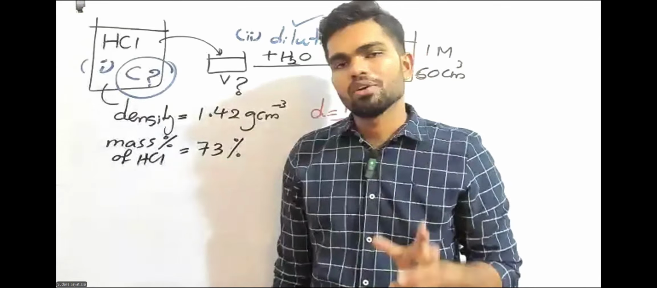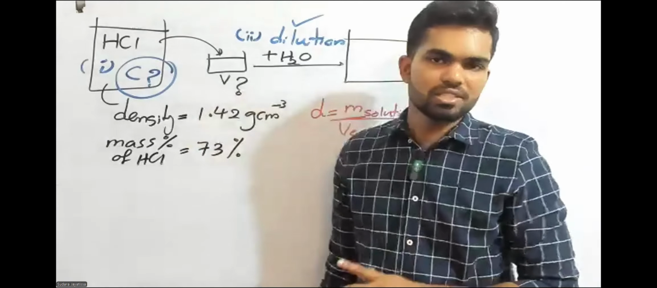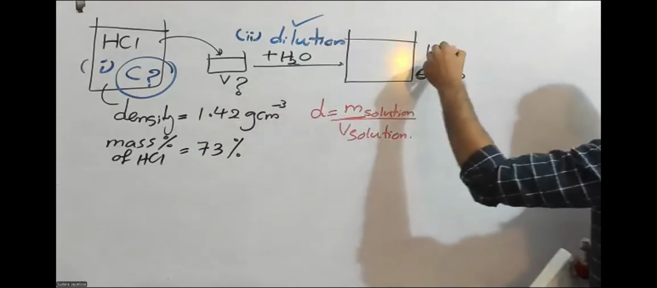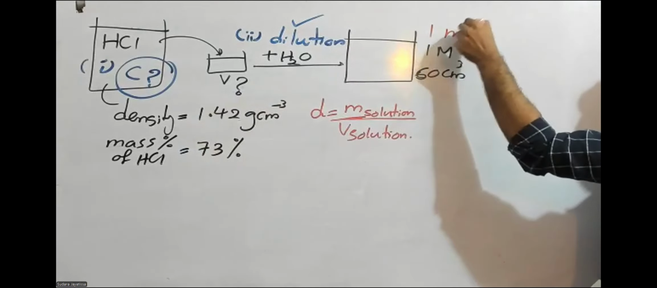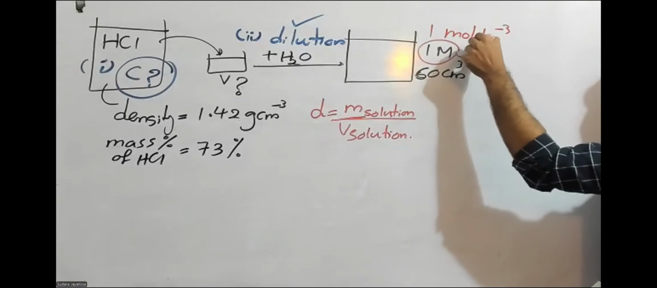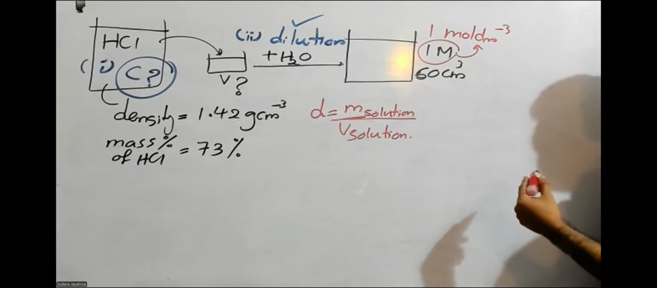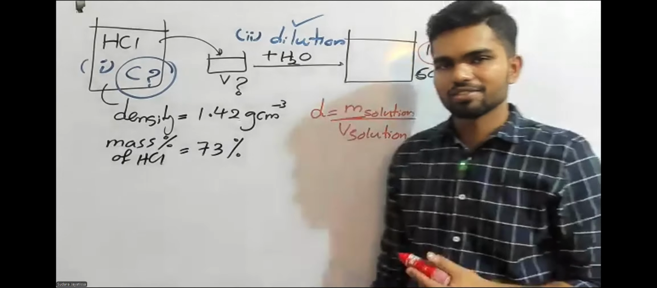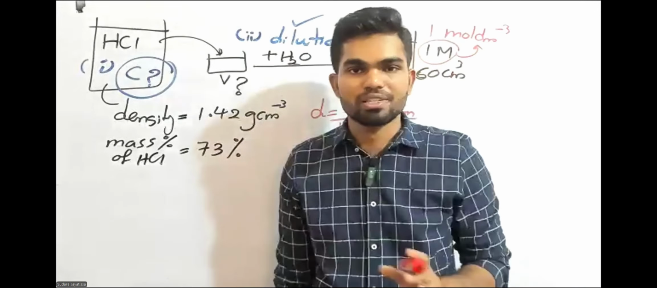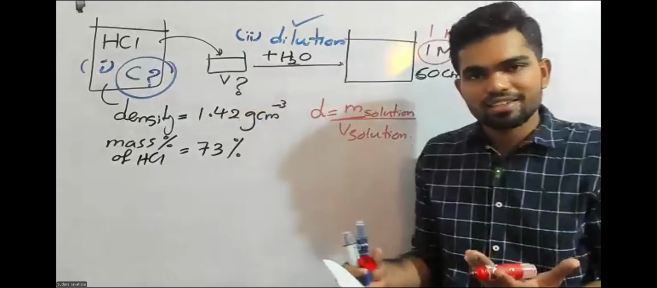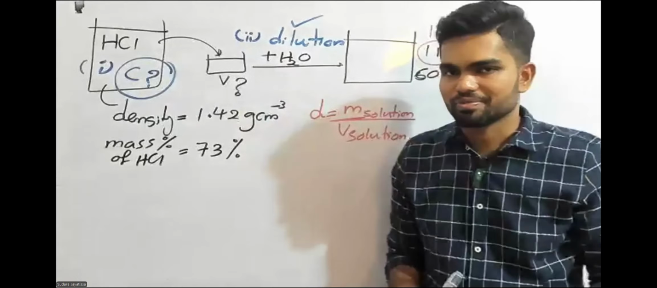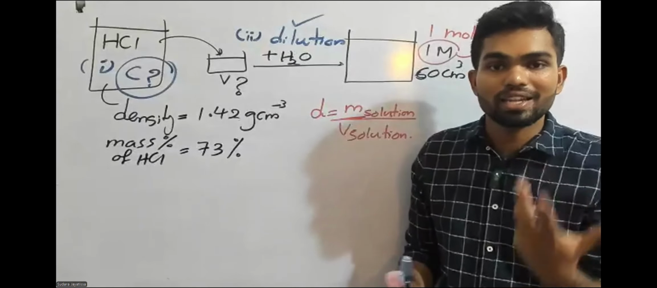Normally, in what unit do we express concentration? We tell it in moles per decimeter cube. So 1M means 1 mole per decimeter cube. We usually define concentration using decimeter cube. We say how many moles of the solute there are in 1 decimeter cube of the solution. That's what concentration means.